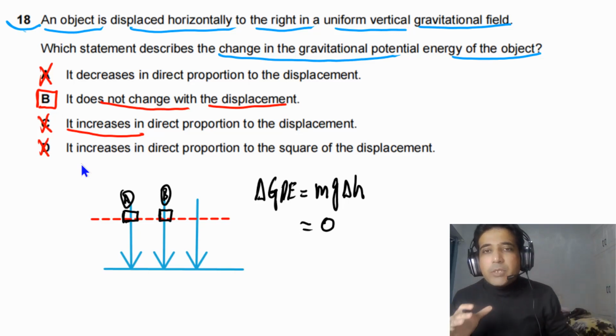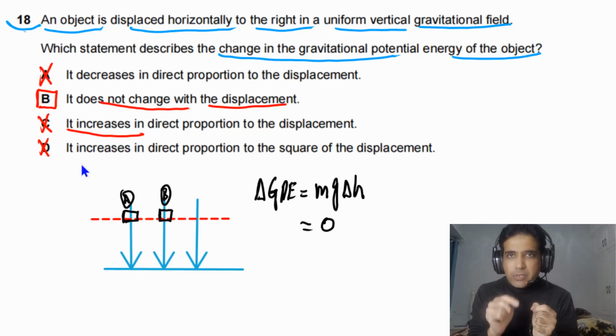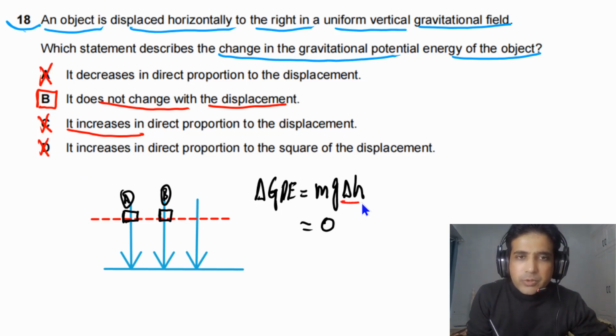In this case, there is no work done by the force of gravity because gravity is down and displacement is horizontal. So the work done by gravity is 0. It means there is no change in gravitational potential energy, or in a very simple way, you can understand there is no change in height. So there is no change in potential energy.